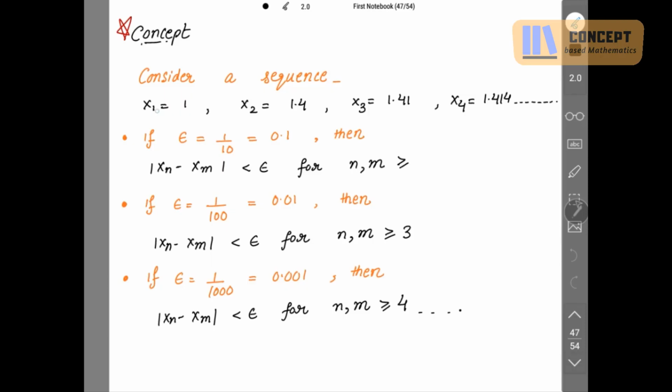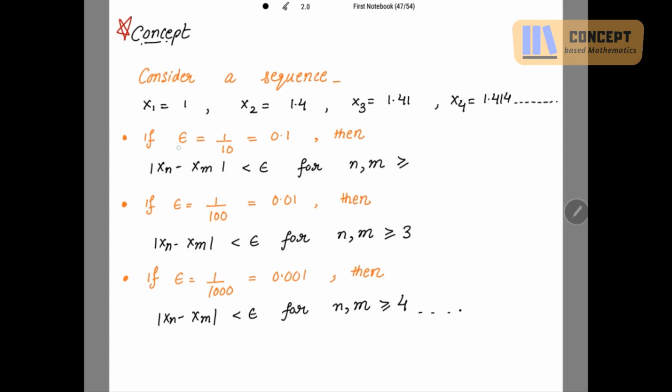Consider a sequence x1 equal to 1, x2 equal to 1.4, x3 equal to 1.41, x4 equal to 1.414, and so on. So I have taken a sequence with the points x1, x2, x3, x4 like this. If I suppose my epsilon to be equal to 1 by 10, that means 0.1, then the mod of any two terms xn minus xm is strictly less than this epsilon for n, m greater than or equal to what should I write?